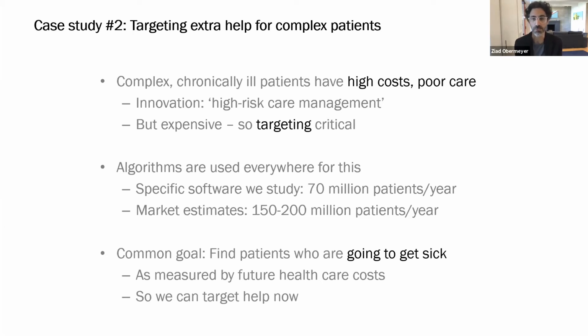And so what these algorithms do is they look into the future. They look to see who's going to generate a lot of healthcare costs from things like emergency visits and inpatient hospitalizations. And they predict that today so that we can find those patients and target them for high-risk care management now. So the goal of this is very laudable. We want the healthcare system to be more proactive, to find patients who are going to get sick, to not wait for them to come in. And so the task that these algorithms have been assigned is extremely good. The problem is that they were doing it in a biased way.